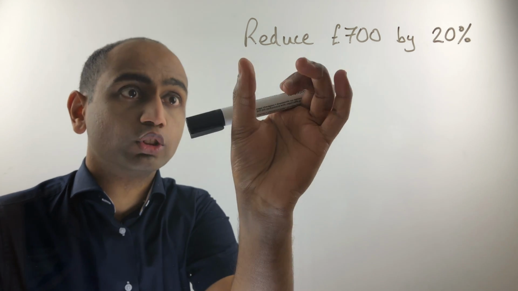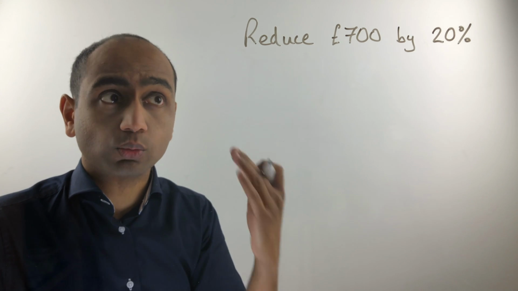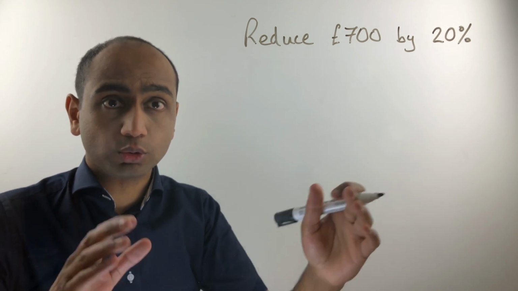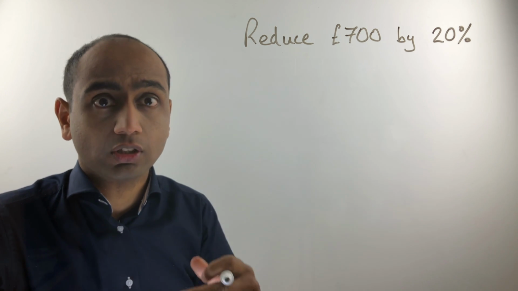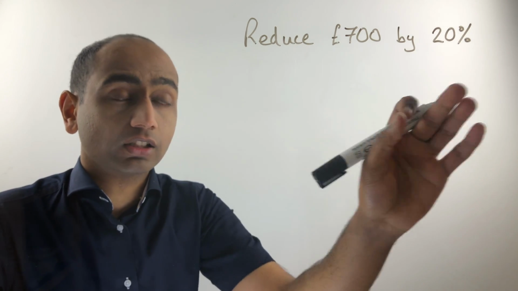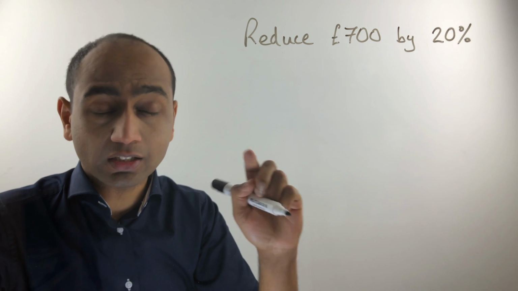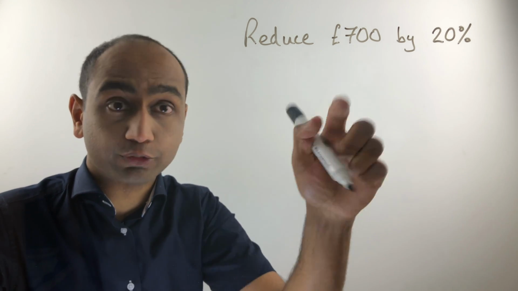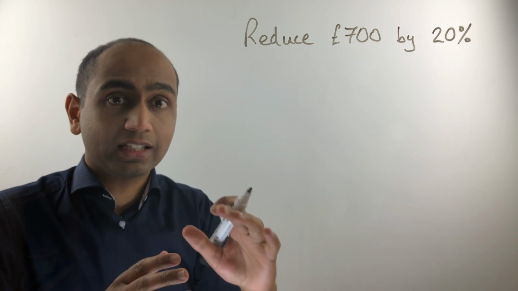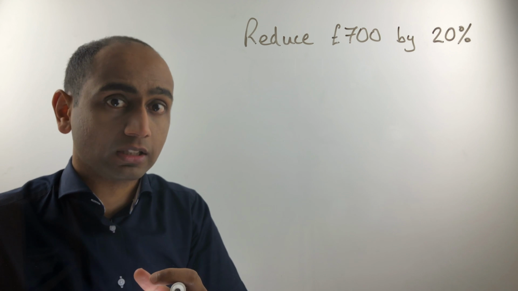In this example, we want to reduce £700 by 20%. So notice we're not trying to find 20% of £700. We want to reduce £700 by 20%. Now, previously, you might have done this by first finding 20% of £700, but then you'd have to subtract that away from 700 to get your answer. What we're going to do here is use decimal multipliers, so it's a different method from what you might have used in the past.